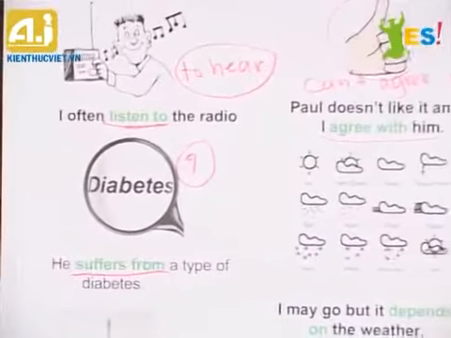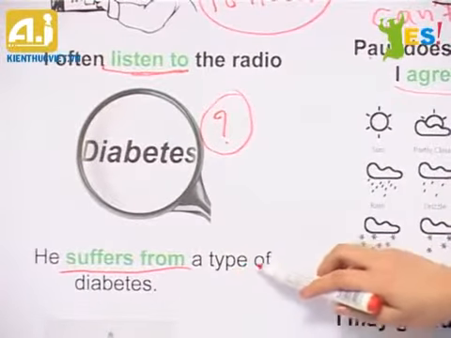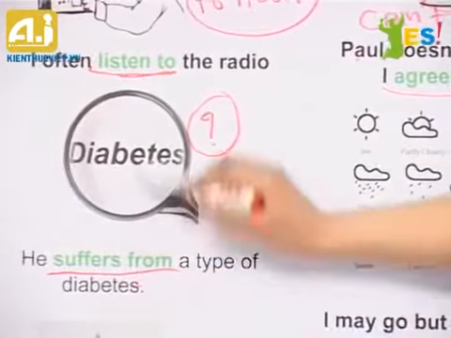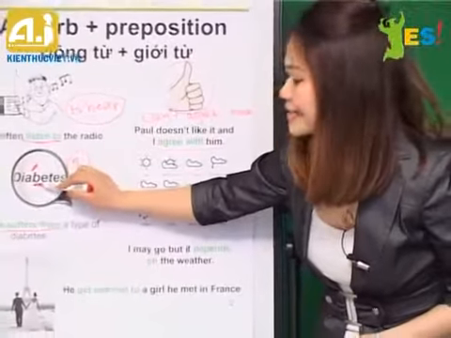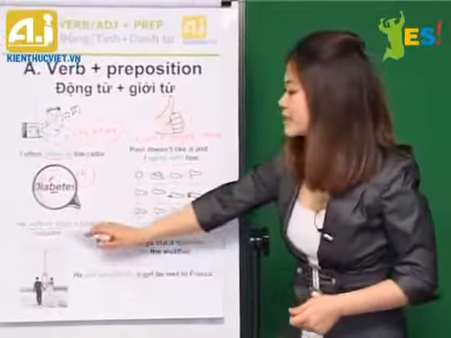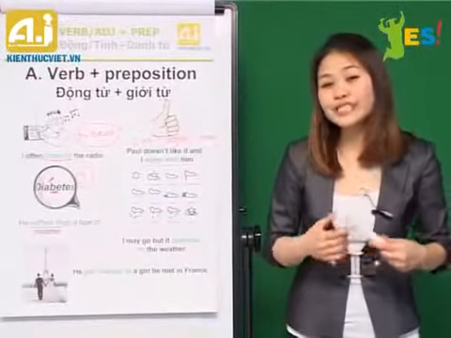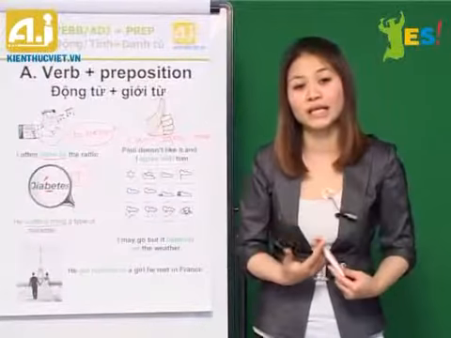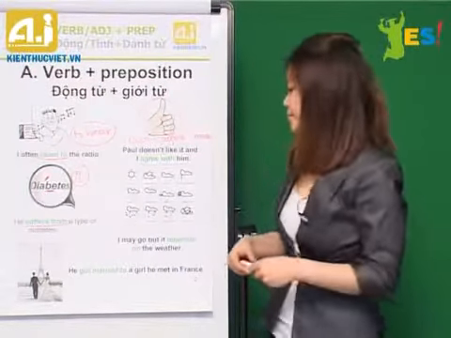In this example, we have he suffers from a type of diabetes. The stress of the word here, diabetes, bệnh tiểu đường, diabetes, right? So to suffer from diabetes, meaning to suffer pain, to feel painful out of the disease.